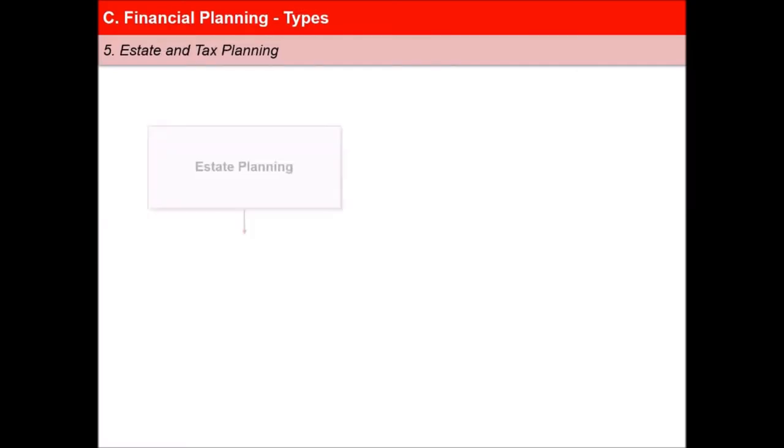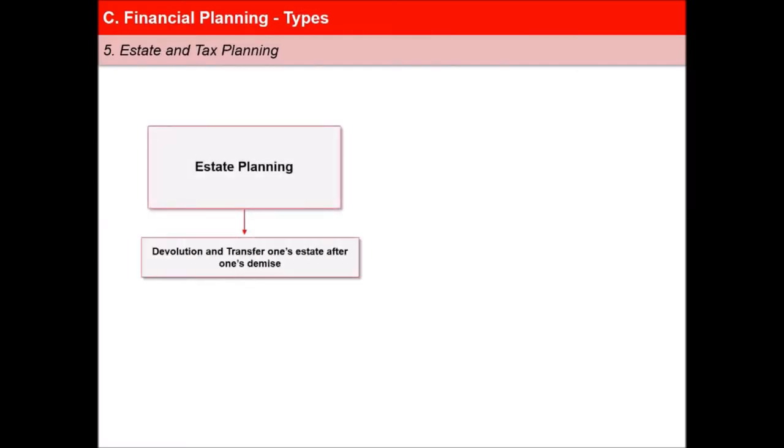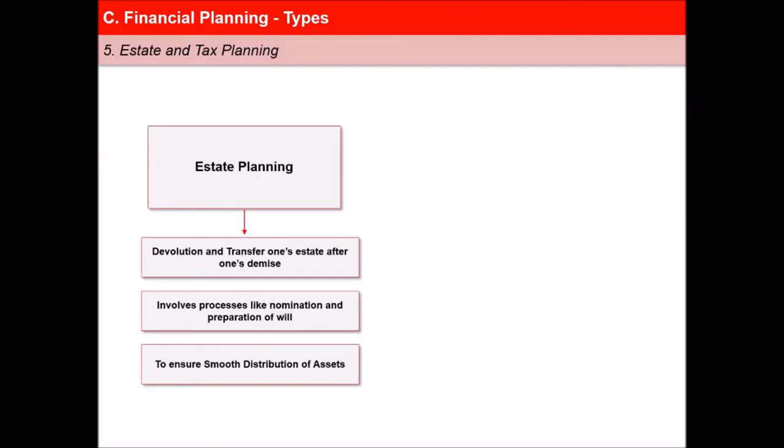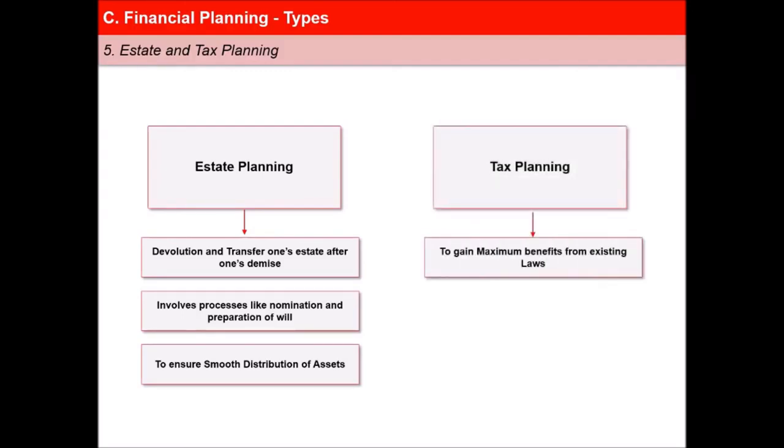Estate planning is a plan for the devolution and transfer of one's estate after one's demise. It involves processes like nomination and preparation of will. It is done to ensure that one's property and assets are smoothly distributed according to one's wishes after death. Tax planning is done to determine how to gain maximum tax benefit from existing tax laws. We can increase our income and saving through repositioning of investment, which otherwise would have gone to tax authorities.